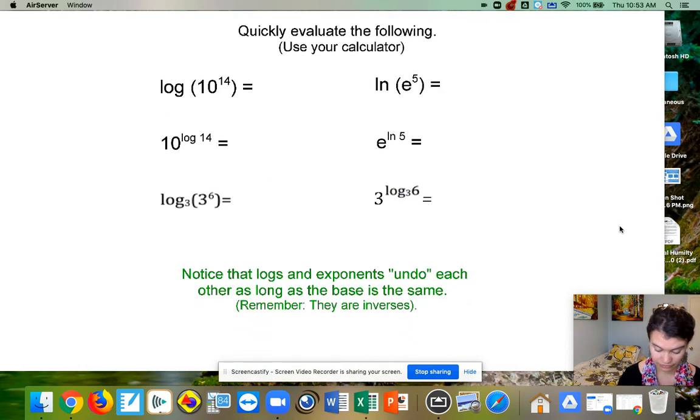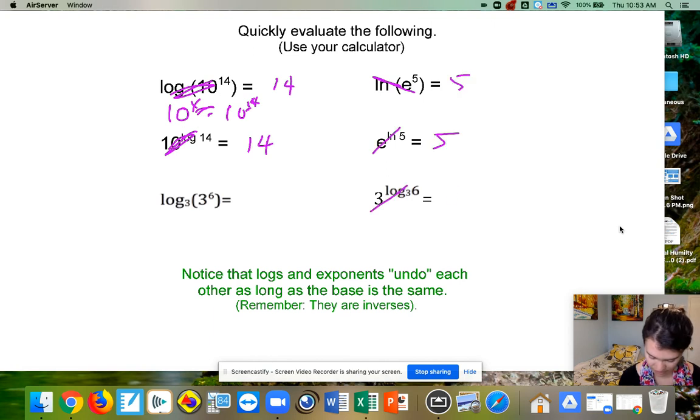All right, so another way to quickly evaluate these without a calculator, you can redraw this. So we could rewrite this when we get 10 to the x equals 10 to the 14. Well, then x equals 14. So that's going to work for all of them. If your base of the log and the base of your exponent are the same, they just cancel. So this cancels out and we get 14. These cancel, we get 14. These cancel, we get 5. These cancel, we get 5. We get 6, and we get 6. So a base of 3 and a base of 3 cancel. A base of e and a base of e cancel. This is because they're inverses, so they undo each other.